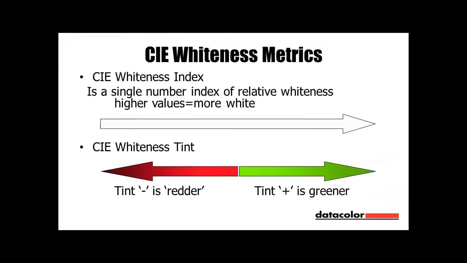The CIE whiteness index and the whiteness tint will be used to evaluate whiteness. The index is an indication of whiteness. The higher the number, the brighter or whiter the white. The tint value is the specific hue of the white. Positive tint values being greener and negative values being redder.